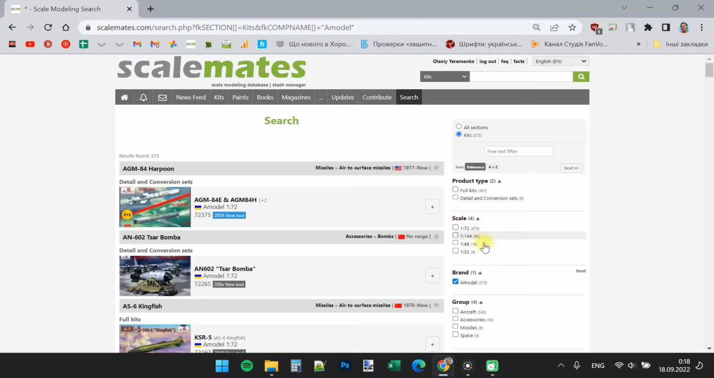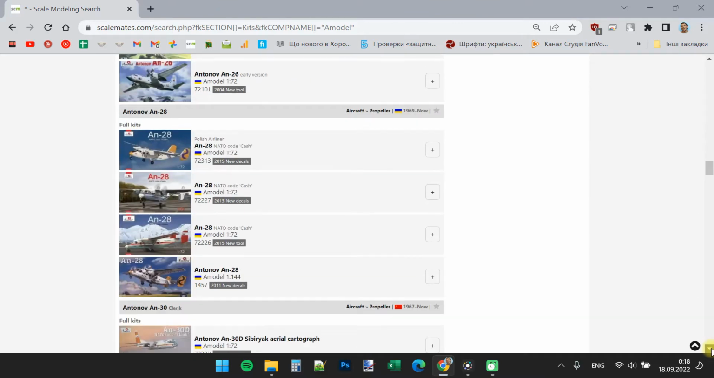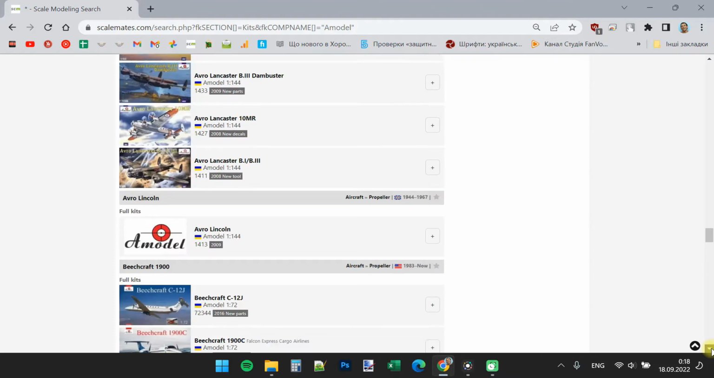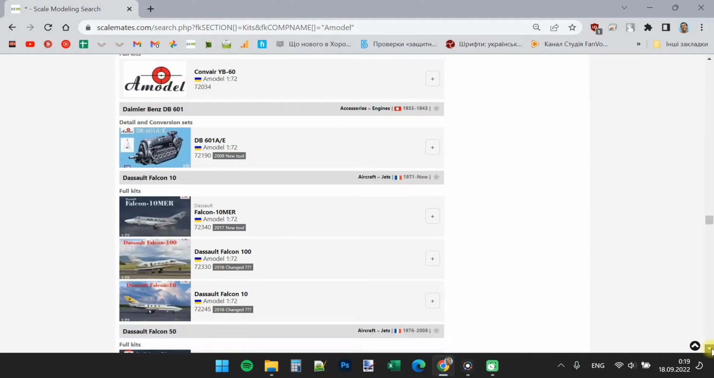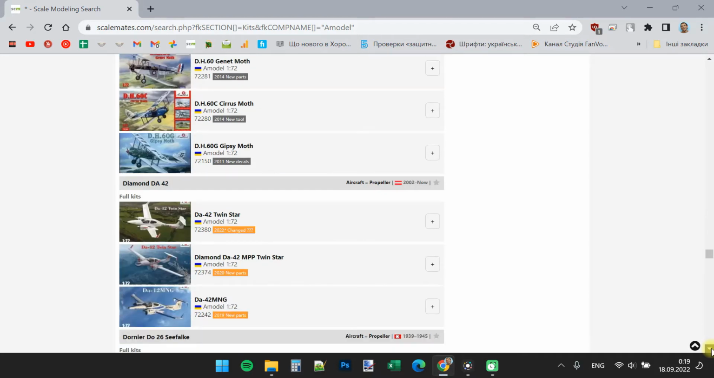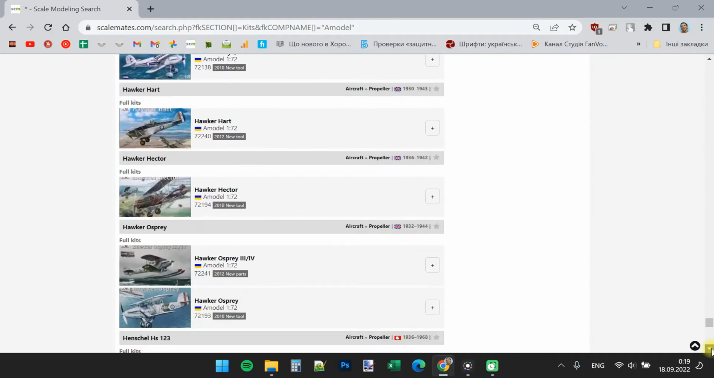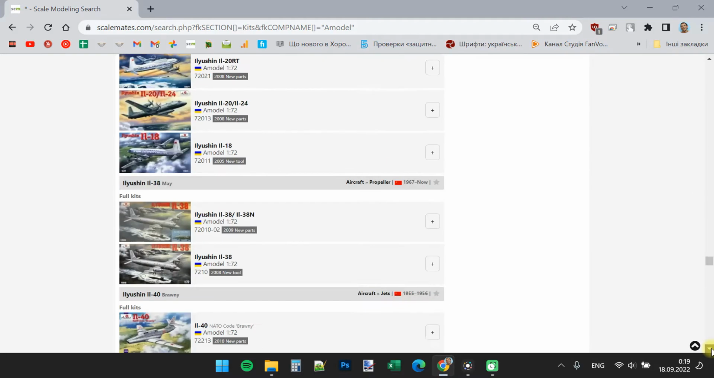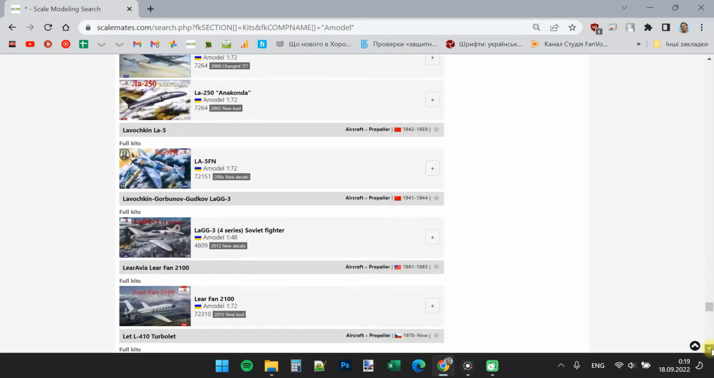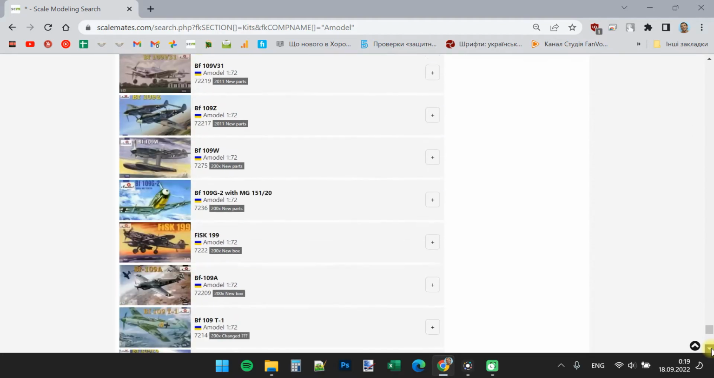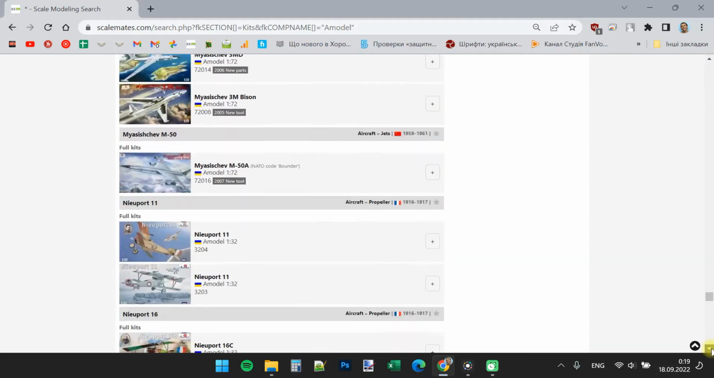A Model is one of the oldest and largest companies in Ukraine. They make many models using short-run technology, casting under low pressure. The manufacturer's assortment includes a huge number of aircraft models in 1:32, 1:48, 1:72 and 1:144 scales. Also, in the sub-brand Military Wheels, they produce models of ground vehicles in 1:35 and 1:72 scales.